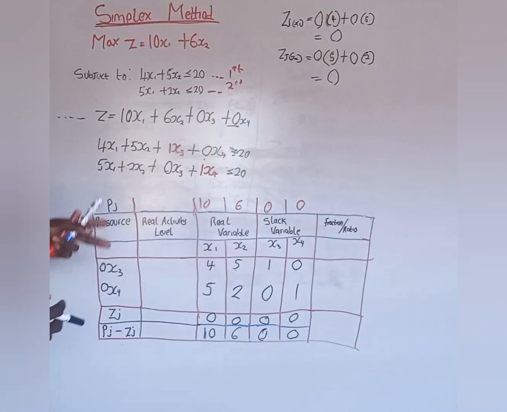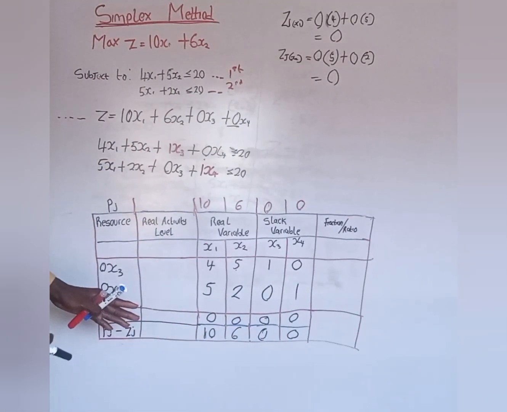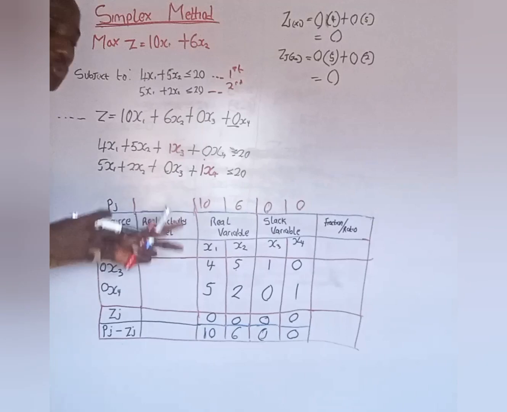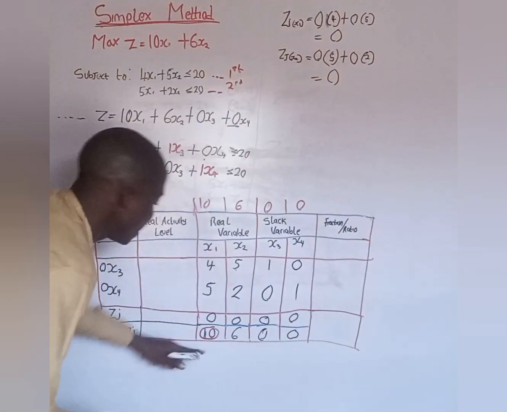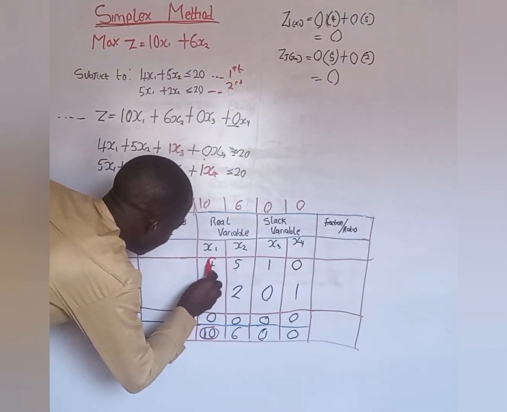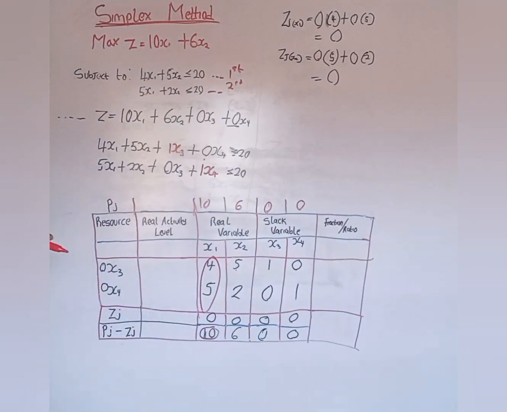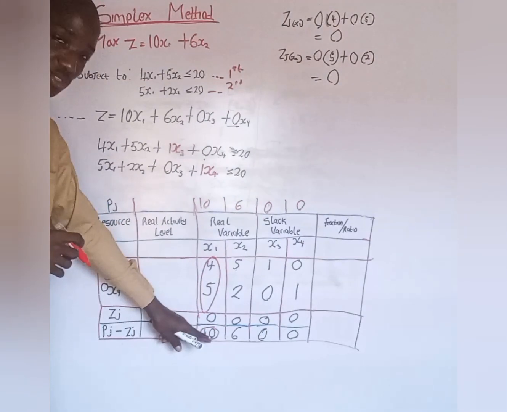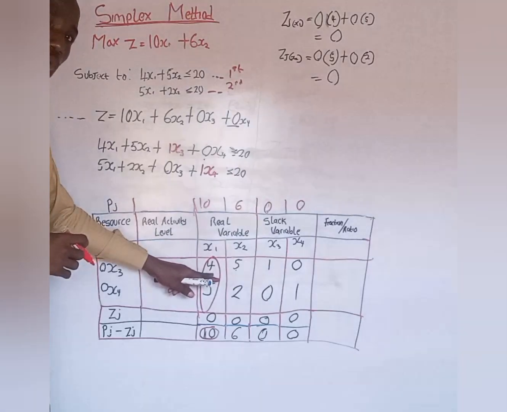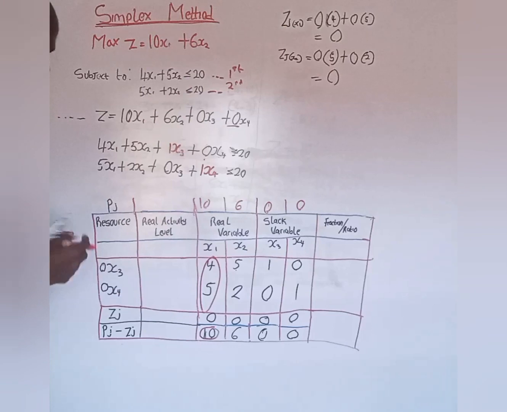The next thing to do is to look at this pj minus zj. Which one is of the highest value? That is the column that you're going to be considering. Of course, the highest value is 10. So let me circle the 10 so that you can see very well. The highest value is 10, so this column is my key column. Do you understand why I got this? The column with the highest value of pj minus zj will be my key column. So now I've gotten the key column.